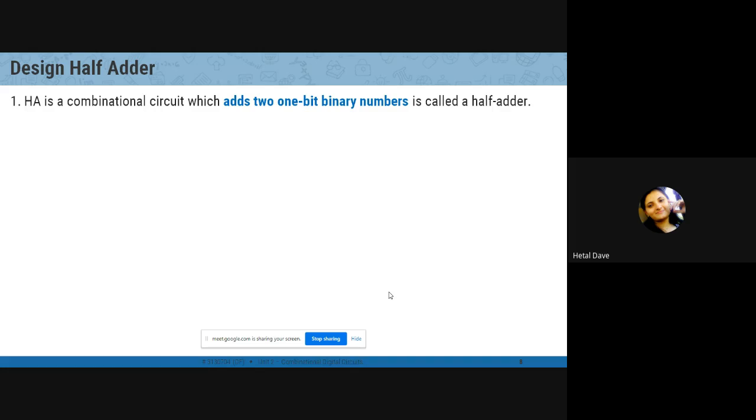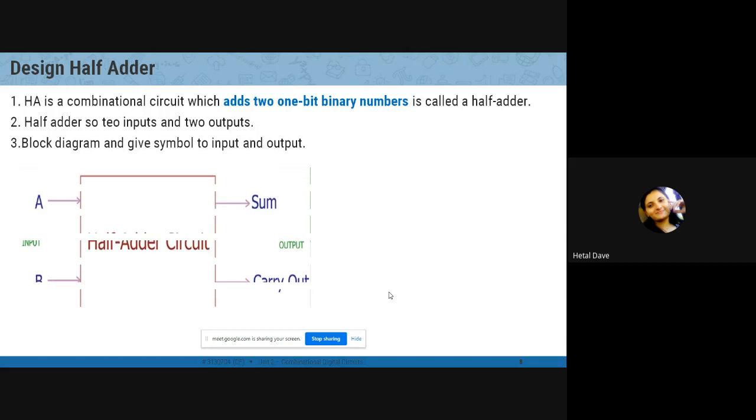So here, first of all, the definition. Half adder is a circuit that will add 2 bits, meaning 1 bit of data A and 1 bit of data B. So these bits will be added, this is called half adder. So 2 inputs and 2 outputs. Based on this, I can draw a block diagram like this: 2 inputs, input names A and B, outputs named sum and carry.